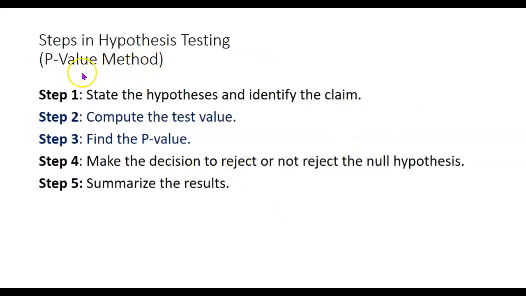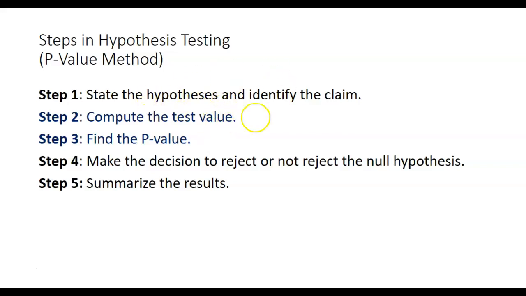So last time I told you that these are the 5 steps that you go through to do hypothesis testing. Step 1, state the hypotheses and identify the claim. We did some examples of that last time, so hopefully you remember how that works. Step 2, compute the test value. And step 3, find the p-value. I didn't say much about those last time, so that's what I'm going to explain more about now.